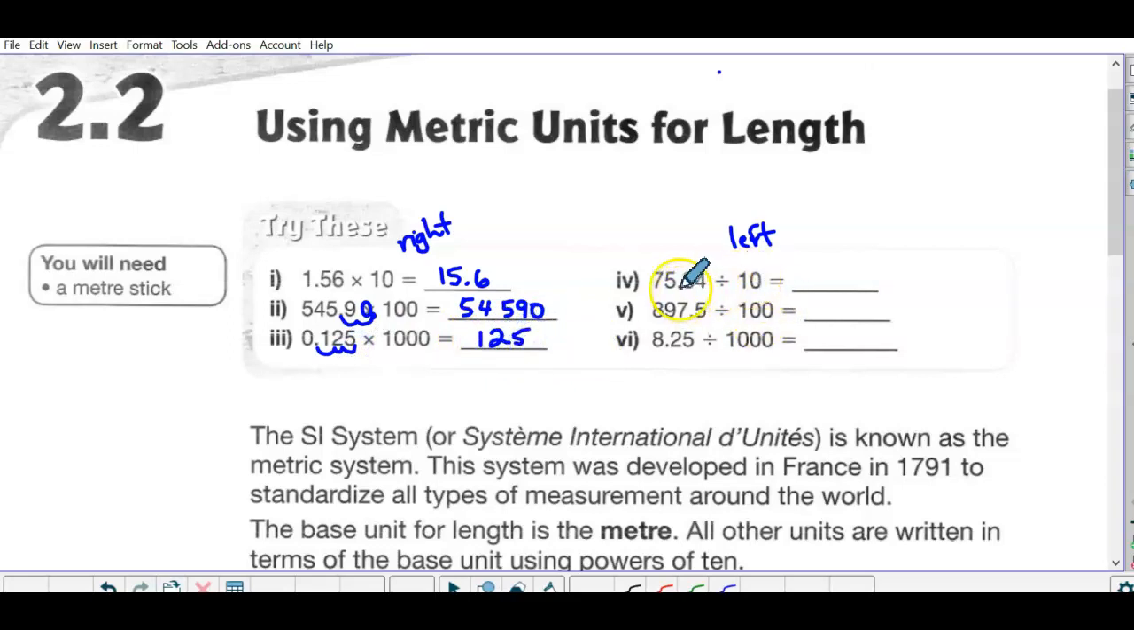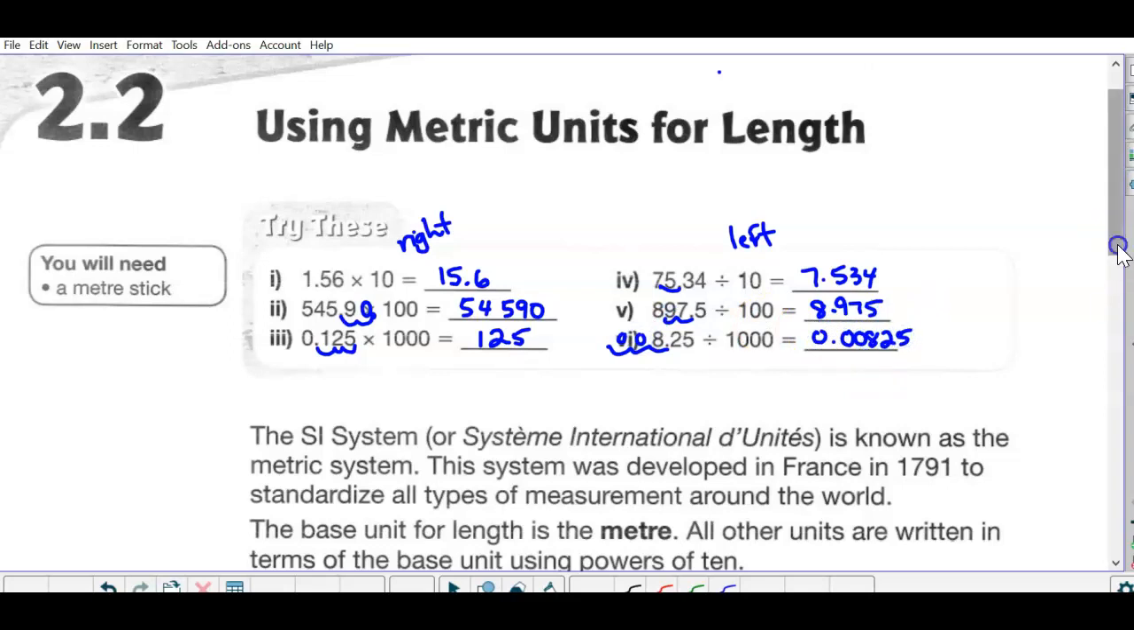Dividing by 10, we're moving the decimal 1 to the left, so 7.534. Here, 2 to the left, 8.975. Here, 3 to the left, 1, 2, 3, and fill in.